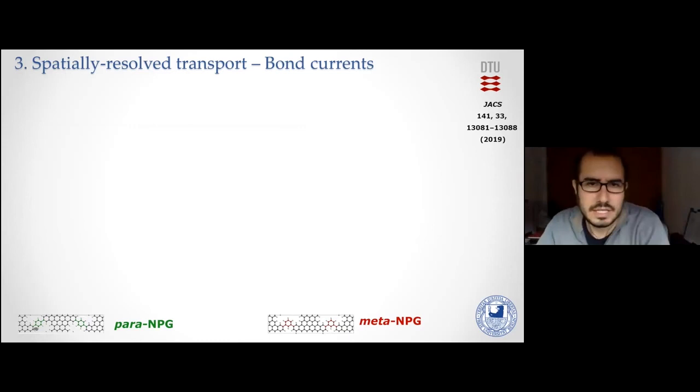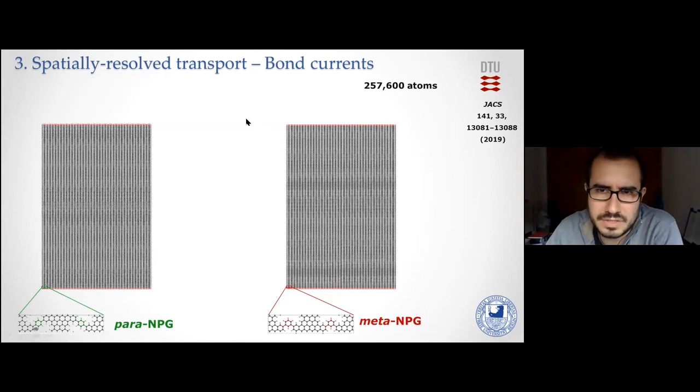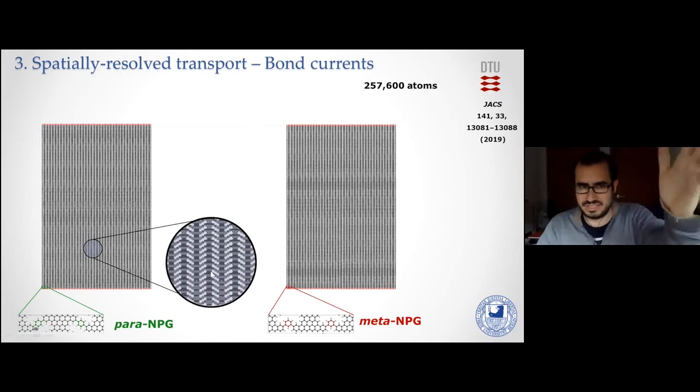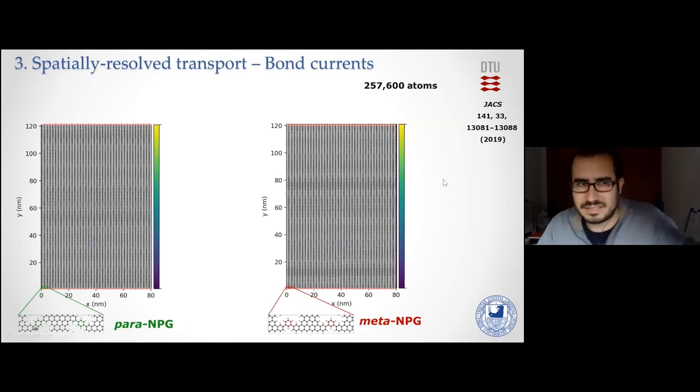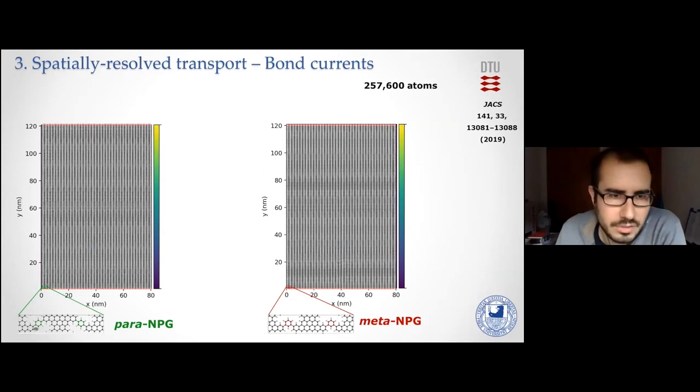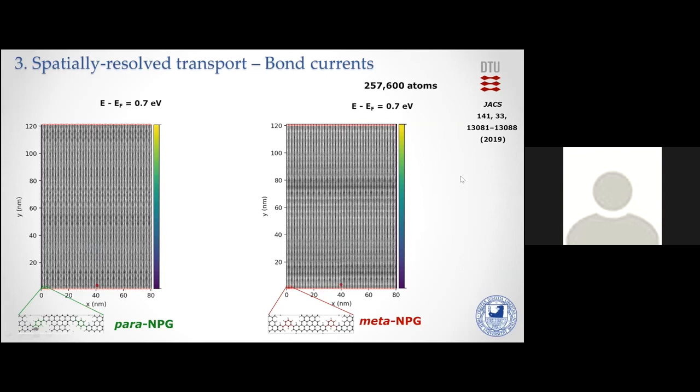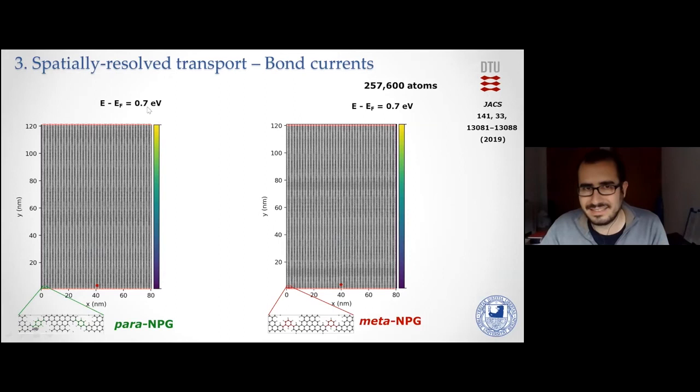And essentially you get these huge devices, with more than 250,000 atoms. You can see that the orientation of the graphene nanoribbons is in that direction, and you can see the two different types of bridges, here in para and here in meta. These devices are more than 100 nanometers long, almost 100 nanometers wide. And so we injected on the central graphene nanoribbon for each device at the energy that we said could suppress completely the coupling between the graphene nanoribbons in the meta, so at 0.7 electron volts.